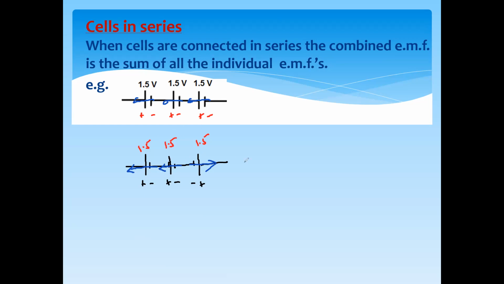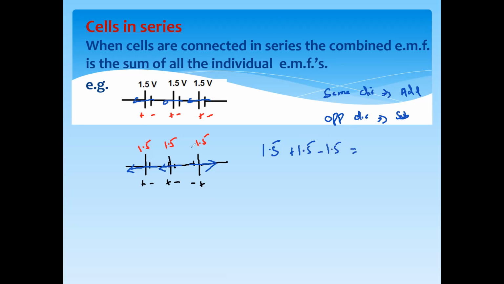So what will be the resultant EMF? The ones which want to transfer the energy in the same direction, we will add them, and the ones which want to transfer the energy in the opposite direction, we will subtract. So 1.5 plus 1.5, and the other one is in the opposite direction, so it will be minus 1.5.